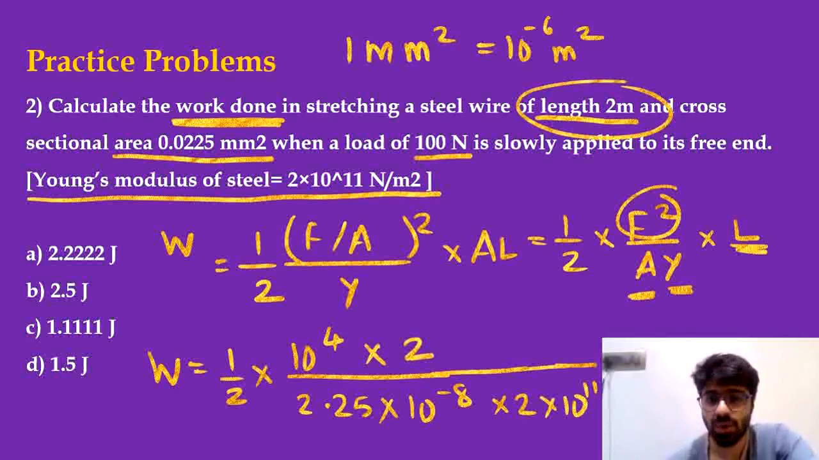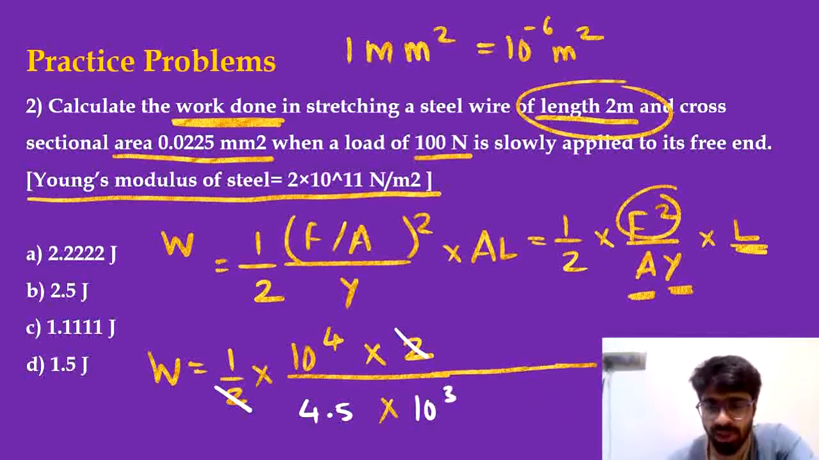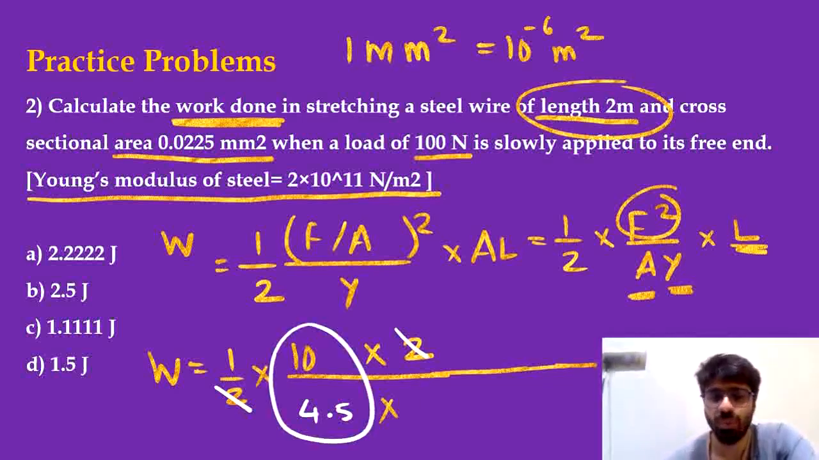So let's see what's getting cancelled. This 2 cancels off the 2 here. 2.25 into 2 would give us 4.5 in the denominator. The number here we had was 10 power minus 8. So 10 power minus 8 and 10 power 11 makes it 10 power 3 in the denominator, and 10 power 3 in the denominator cancels off 10 power 4 in the numerator. That simply leaves us with a 10 in the numerator. So the work done is finally 10 upon 4.5.